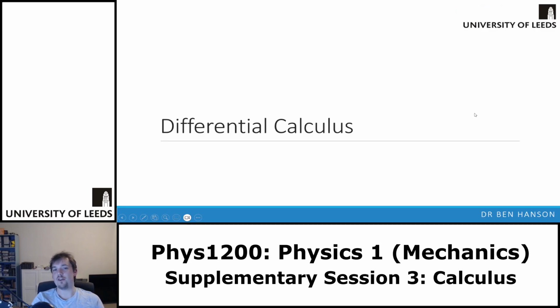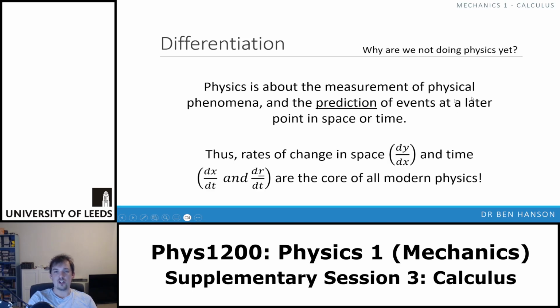So let's dive right into differential calculus, right? What on earth is it? What are we doing? Why do we care? Right. So if physics is about the measurement of physical phenomena, which it is, and the prediction of those events at a later point in space or time, i.e. sometime in the future, over there, what is this system going to look like? Does it not make sense that rates of change of these things in space or rates of change of these things in time are going to be at the core of all modern physics, right?